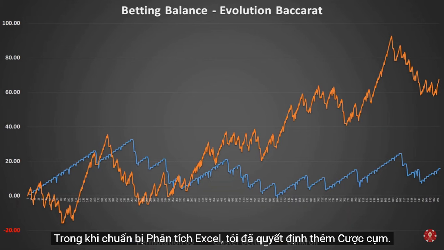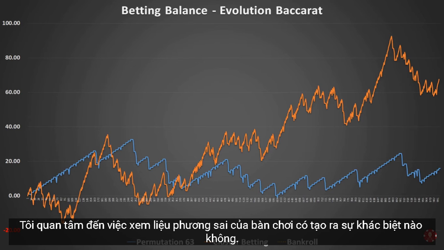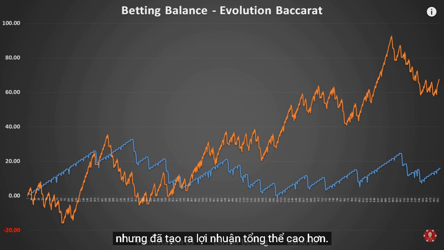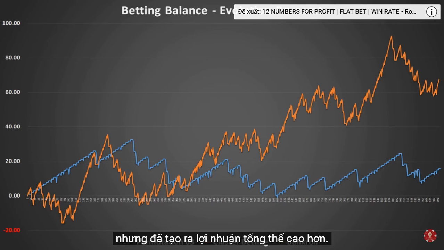Whilst preparing the Excel analysis, I decided, out of interest, to add cluster betting. I was interested to see if plain table variance would make any difference. As you can see from the graph, the cluster betting balance was a little more volatile, but did produce a higher overall return in profit.